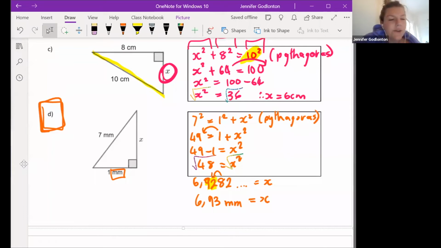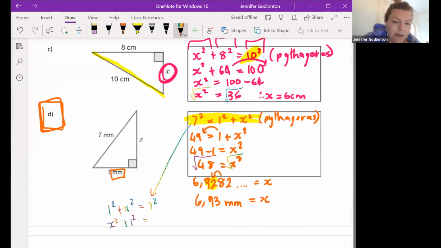If your order is wrong, this order doesn't matter, guys. However you write this first line is fine, as long as you've only got the 7 squared on one side alone. You could 100% have written this as 1 squared plus x squared equals 7 squared, or x squared plus 1 squared equals 7 squared, or any of those. As long as the 7 squared is by itself, it's okay. Depending on your school, generally 2 to 3 marks, depending on how hard it is.